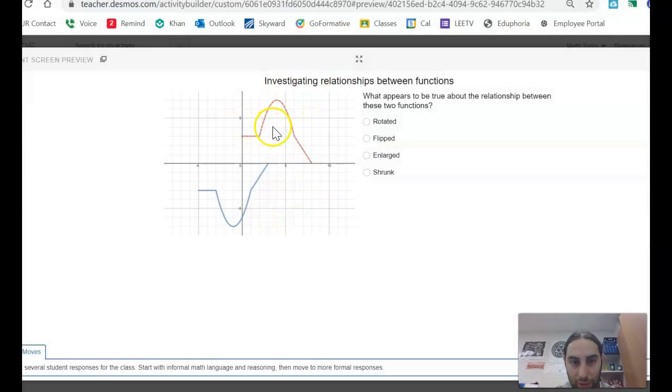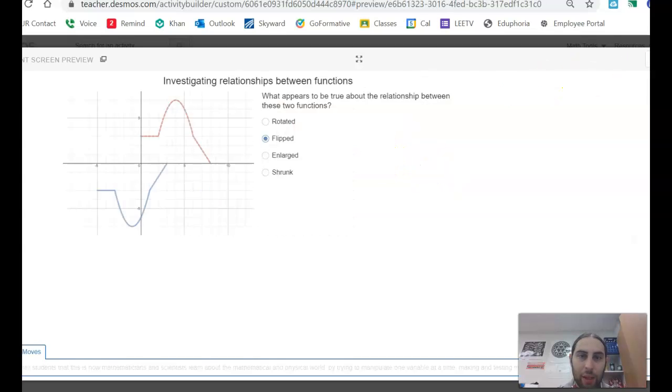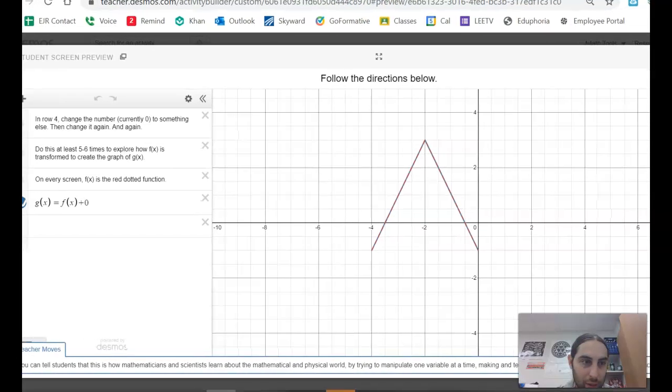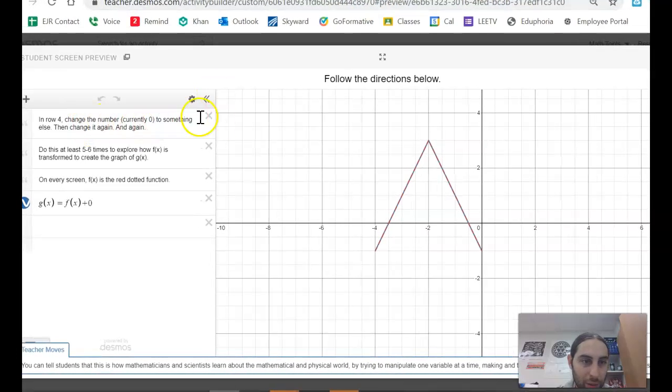We're investigating the relationships. Now, what appears to be the true relationship between these two functions? I know it looks like it may have been flipped over or may have been rotated because it's down here. But if so, this horizontal line would have been right here, right? So it's actually just flipped and then shifted. So flipped would be the best answer there. All right. It says in row 4, change the number to something else.